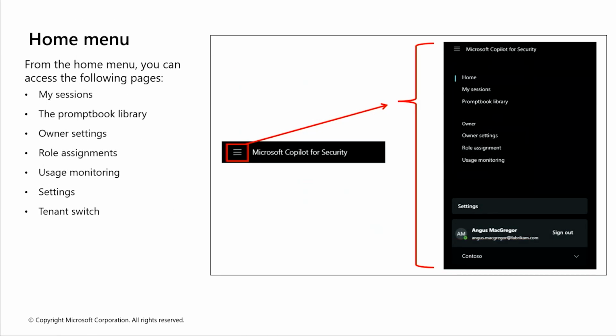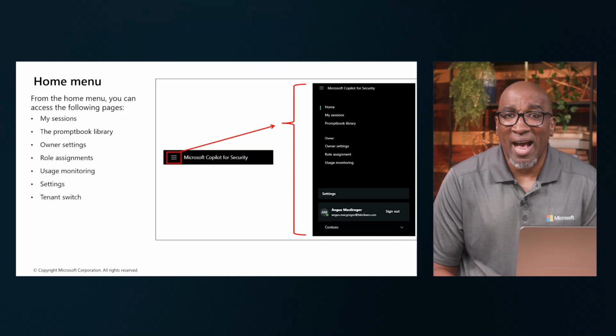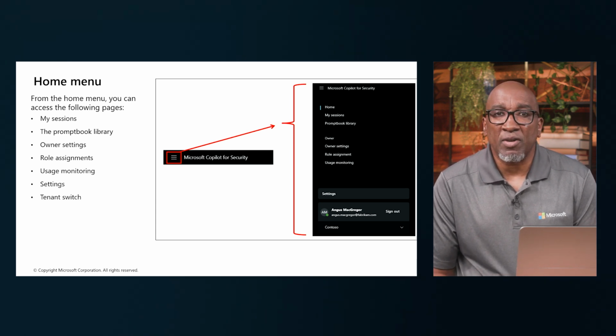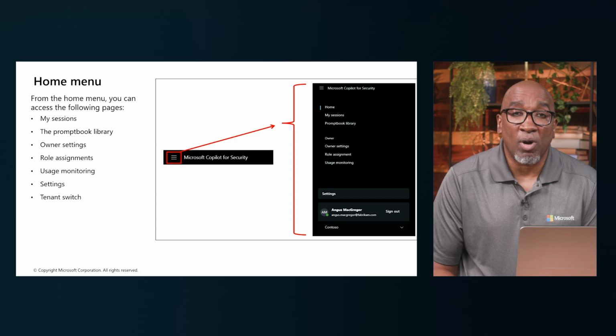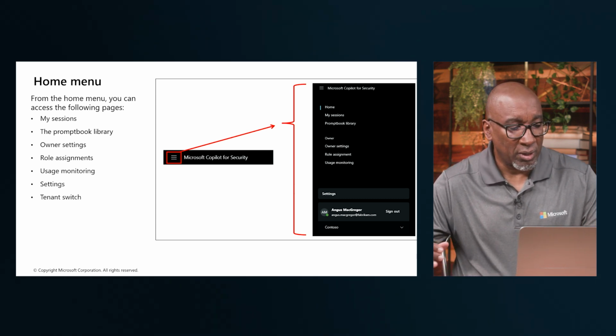From the home menu, you can access several important pages: My Sessions, the prompt book library, owner settings, role assignments, usage monitoring, settings, and the tenant switch. These pages give you quick access to your past sessions, prompt books, which contain previously used prompts and some of the default prompts that come with Copilot for Security, and various settings allowing you to manage your security operations more effectively. Let's take a look at some of those.